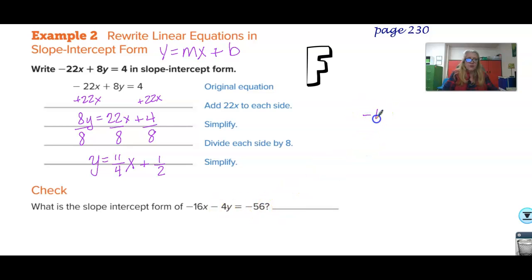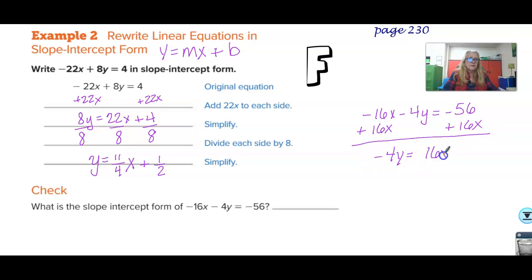I'm going to write it over here so I have room to work. This one is pretty much set up the same way as the first one. This x term is on the wrong side. It needs to be over here. How do we do that? Well, we get rid of it by adding 16x to both sides. Now I have negative 4y equals 16x minus 56.